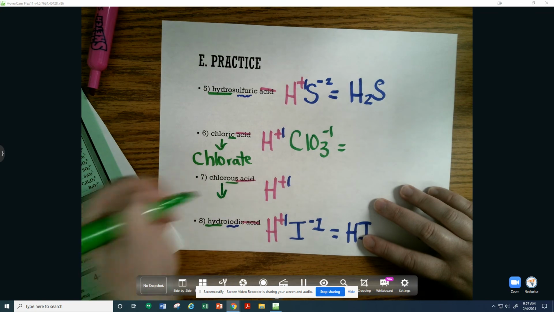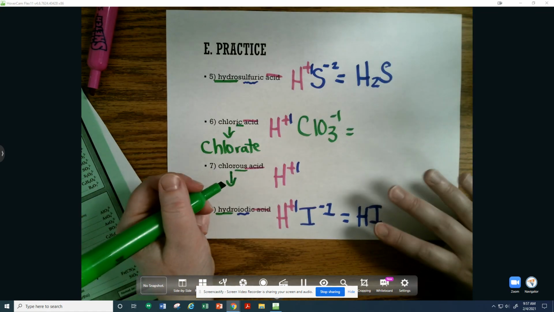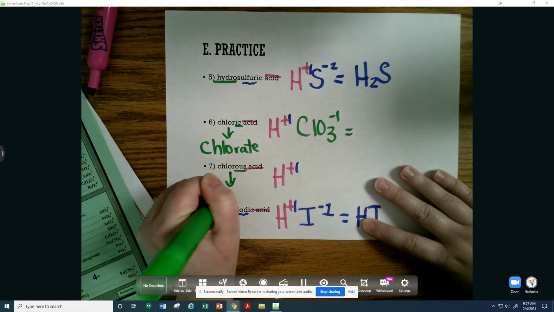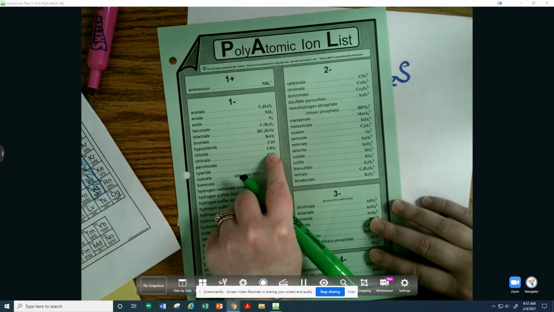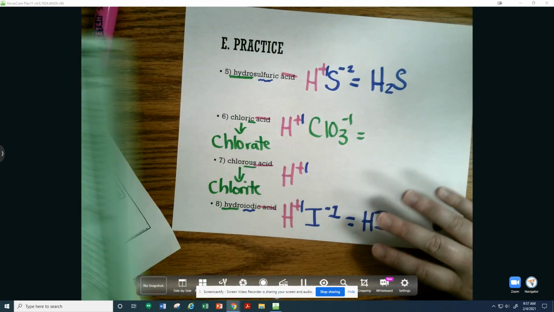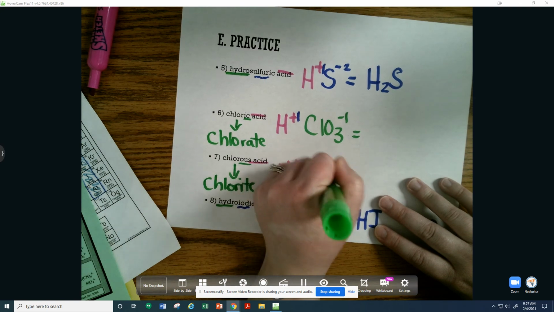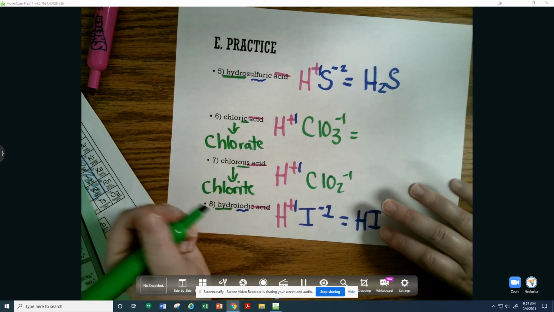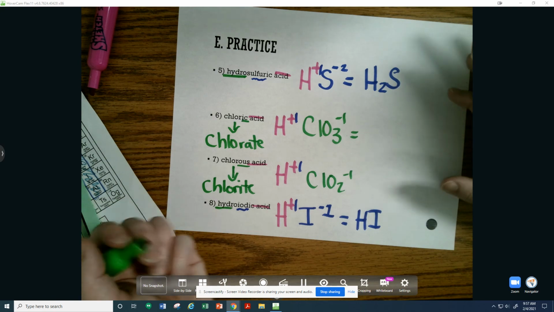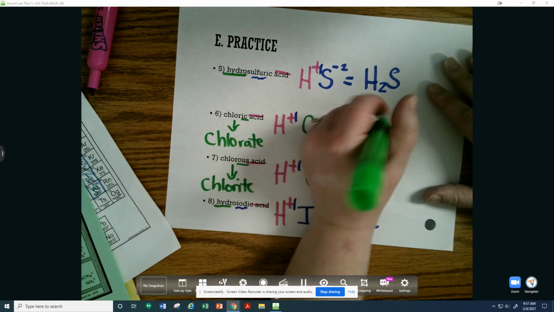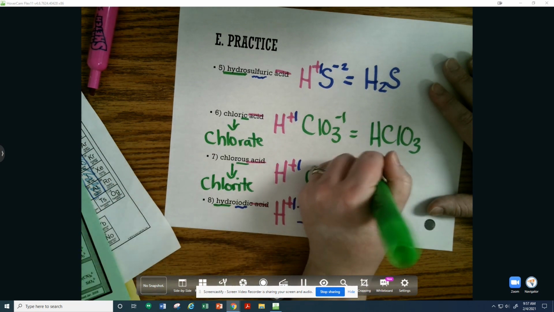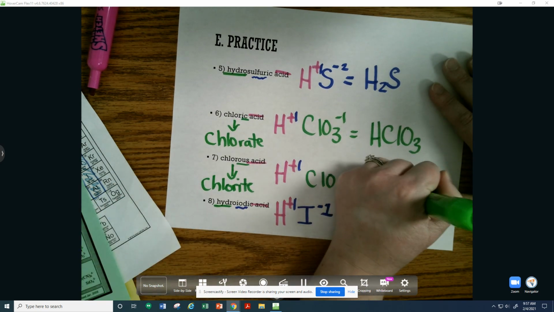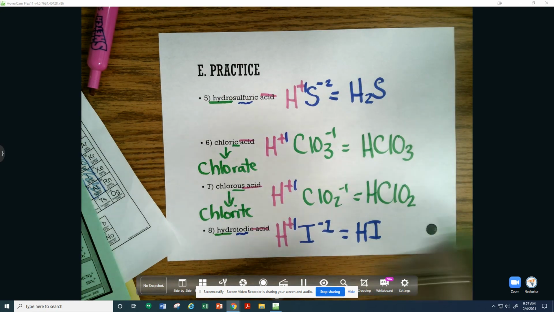Chlorous, ous, came from an ite ending. So this is the chlorite polyatomic. So when I look up my chlorite polyatomic, its formula is ClO2 with a -1. Both cases here, I have a +1, -1, so no new subscripts, no parentheses. So we have HClO3 and HClO2. So like I said, acids are a little bit tricky.